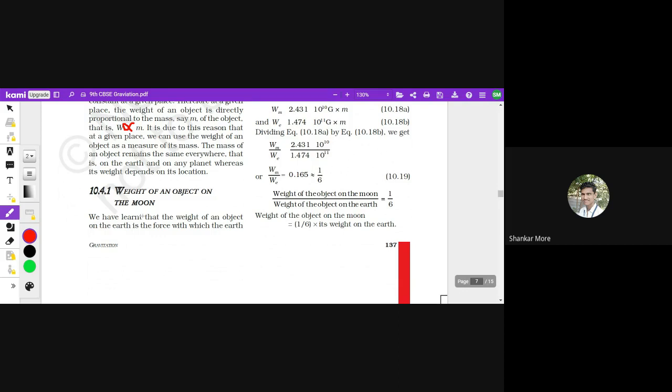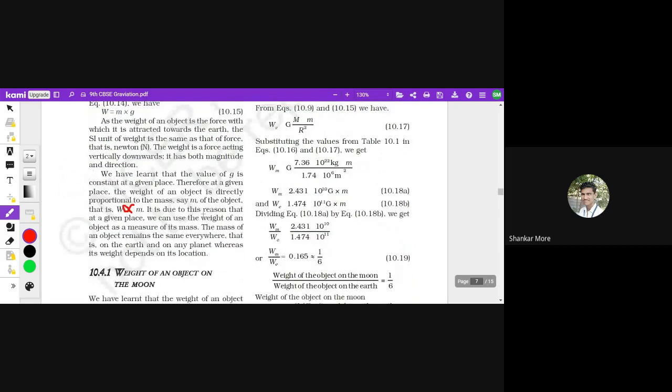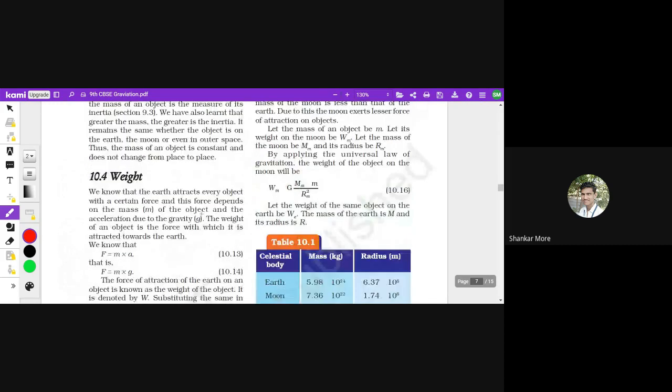So, weight of an object on the Moon. Now we know what our weight is on the Earth. Now how can we calculate our weight on the Moon? Let us suppose we get a chance to go to the Moon. My question here is whether our weight will be the same or different on the Moon. I'm talking about weight.